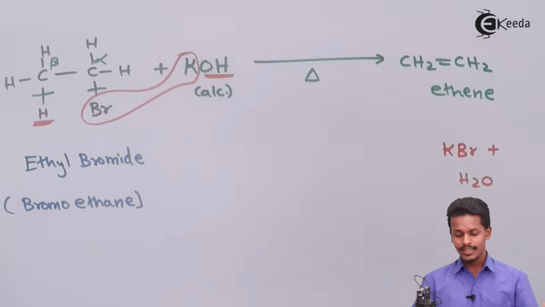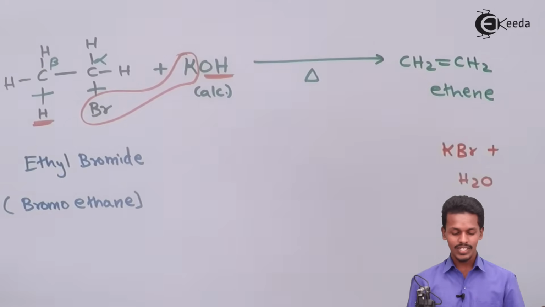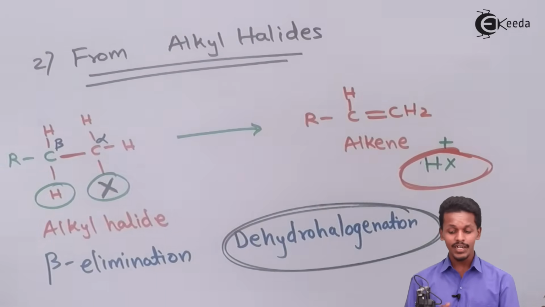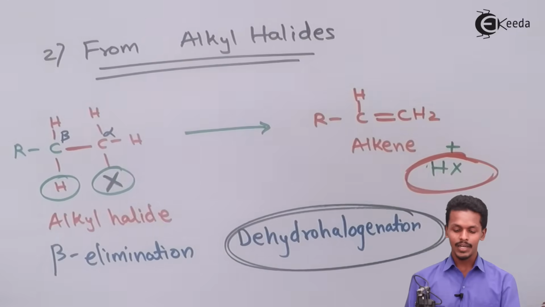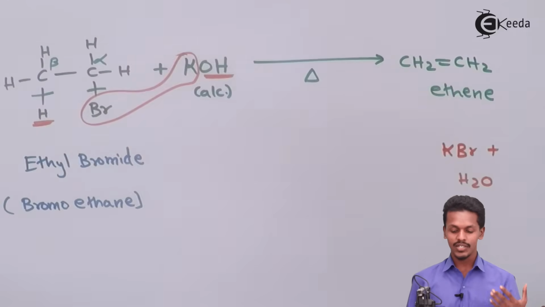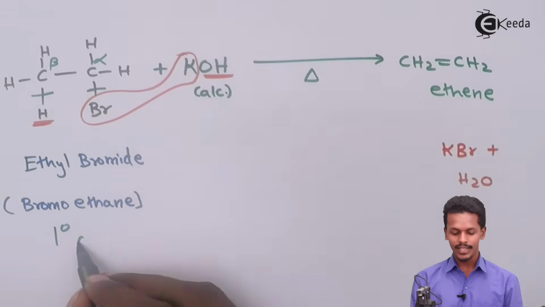So this is an example. And yes, this was a general example that I mentioned, and I didn't mention the reactant over there, but in this one I have mentioned the reactant, which reactant we have to use. And this was an alkyl halide, which is a primary alkyl halide.